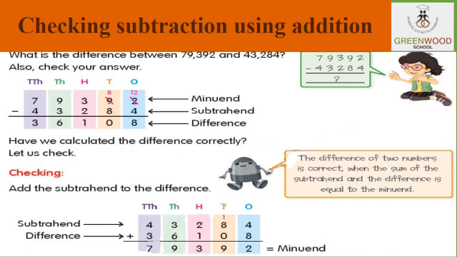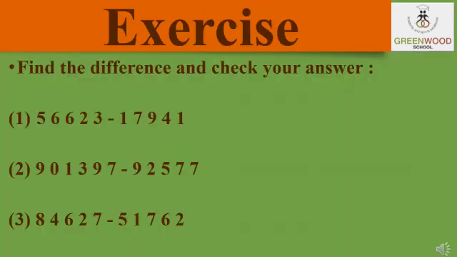That means the difference which we get is the correct answer. Next exercise, find the difference and check your answer. The method which we just saw right now, you have to do the same. First you have to find the difference of the given two numbers. Then you have to check whether the difference is correct or not.